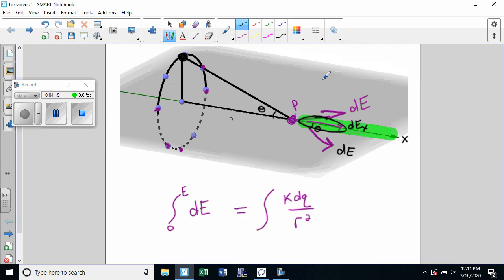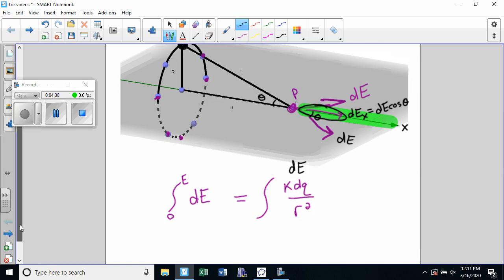So if I'm looking at the contribution to the electric field from this charge right here at the top of the ring, I would only need to consider this guy, which is dEx. Let's call this the x-axis. But k dq over r squared, that is dE, the magnitude of the electric field because of this one charge. So what I want to do to get dEx would be dE times the cosine of that theta. So when I'm adding up all these little tiny contributions to the electric field, I'm going to do dE, but then times the cosine of theta.